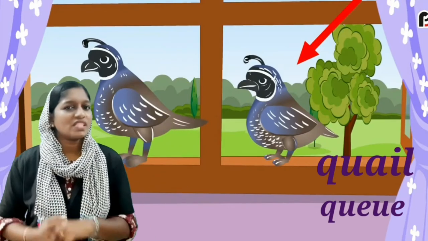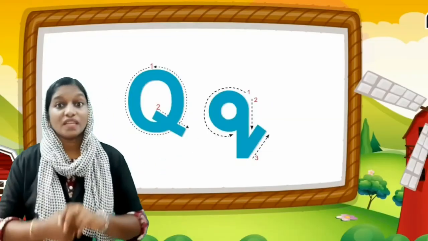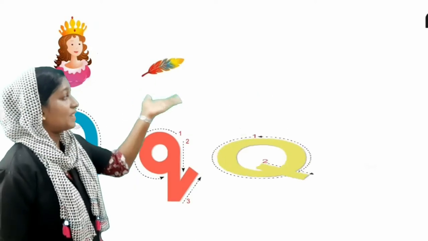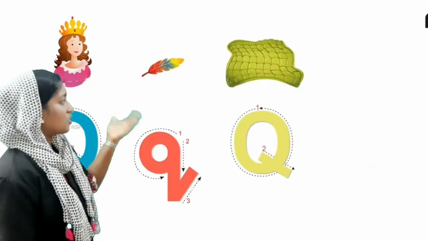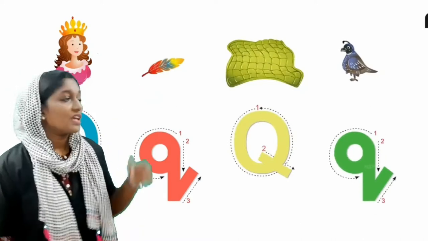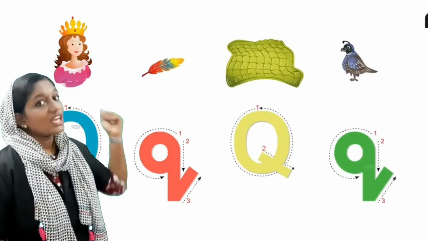Okay, so which are the four words we learned? We learned Q for queen, Q for quill, Q for quilt, Q for quail.